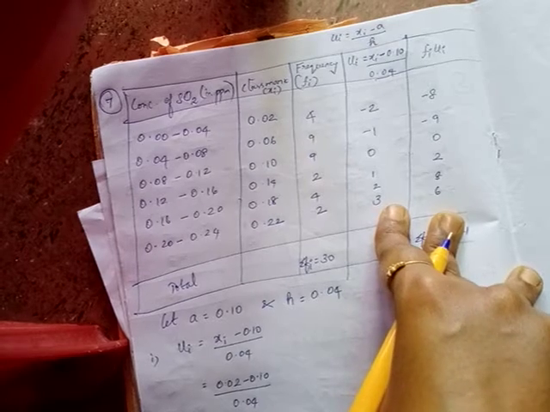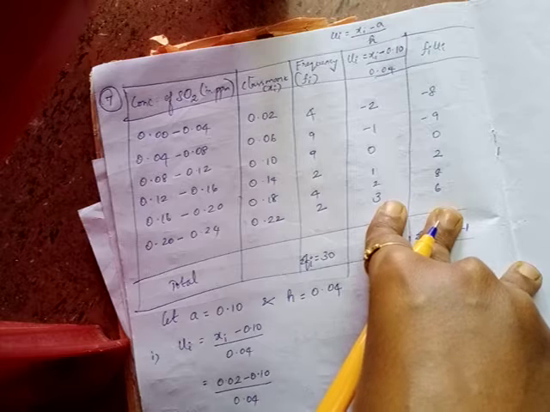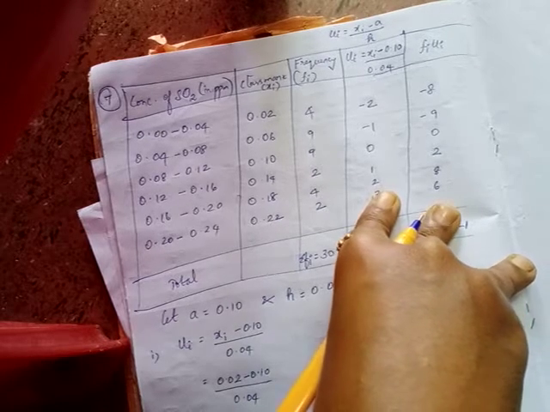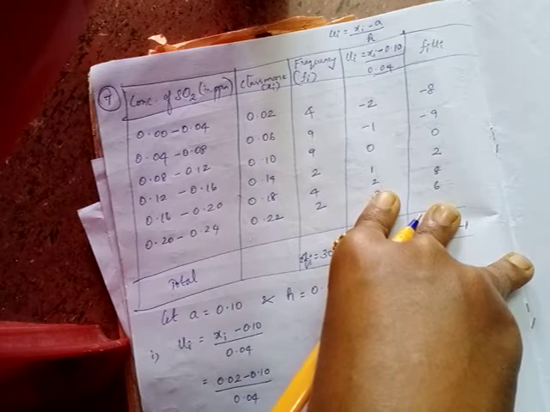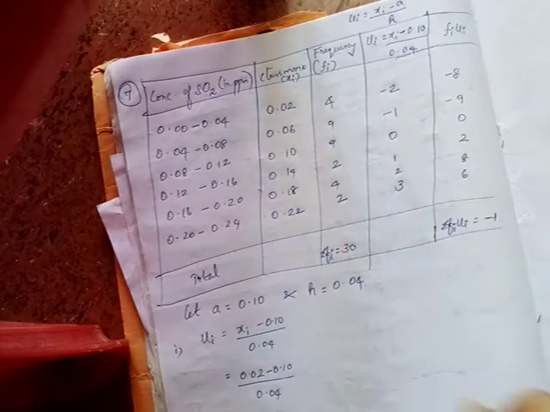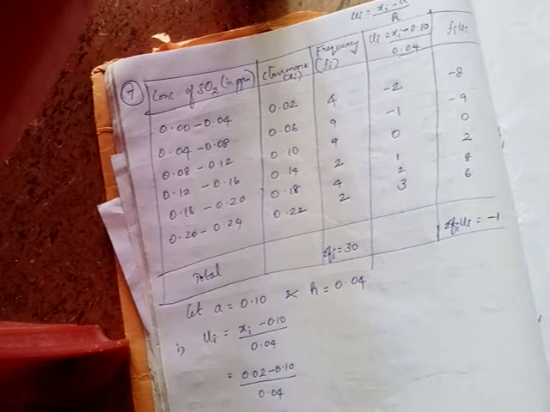Now, seventh sum of exercise 14.1: to find out the concentration of sulfur dioxide in the air in parts per million, ppm. The data was collected for 30 localities in a certain city and it is presented below. So these things are given. Now we have to find out what is the mean concentration of SO2, sulfur dioxide, in the air.